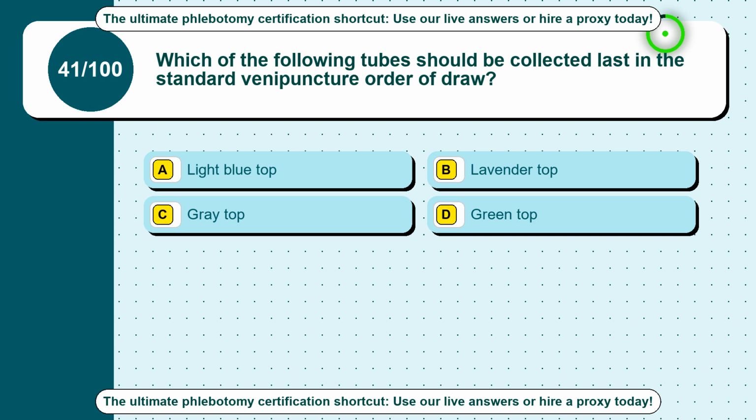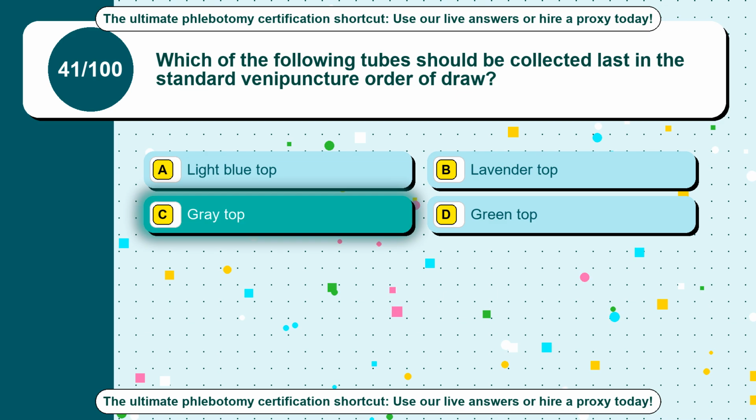Question 41. Which of the following tubes should be collected last in the standard venipuncture order of draw? Option A. Light blue top. Option B. Lavender top. Option C. Gray top. Option D. Green top. The correct answer is option C.